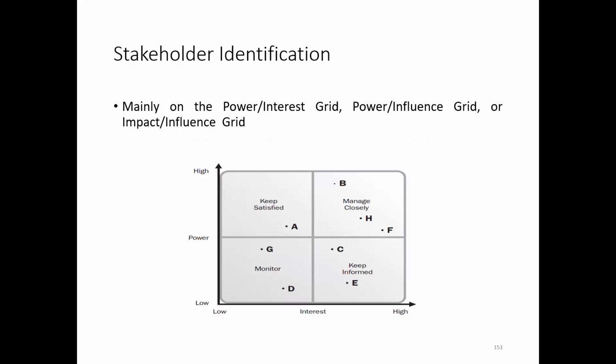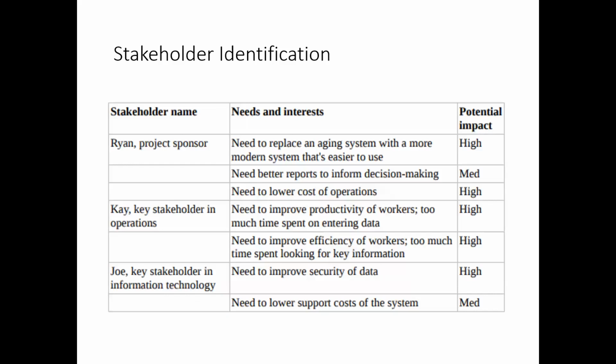And then we have stakeholder identification, where we have mainly the power interest grid, power influence grid, and impact influence grid. If our stakeholders have high power and high interest, we manage them closely. If the stakeholder has high interest but low power, we keep them informed. If the stakeholder has high power and low interest, we keep them satisfied. If the stakeholder has low power and low interest, we only monitor them. So this is called stakeholder identification.